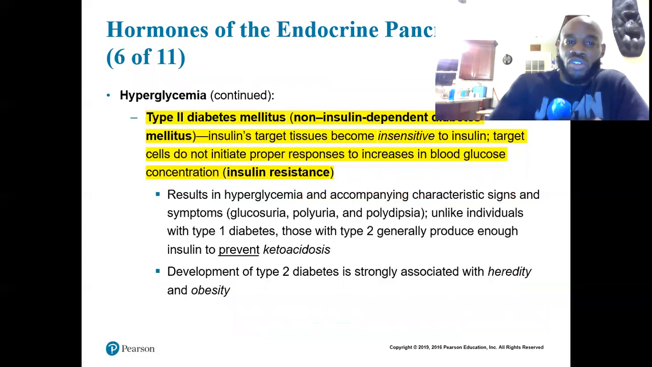Hyperglycemia can also be caused by type 2 diabetes. Insulin's target tissues become insensitive to insulin. So the tissues that insulin targets, the muscle cells and the liver cells, don't respond to insulin. You become insulin resistant, and that's another way that you can have elevated blood sugar levels. In this case, type 2 diabetes tends to be associated with obesity.